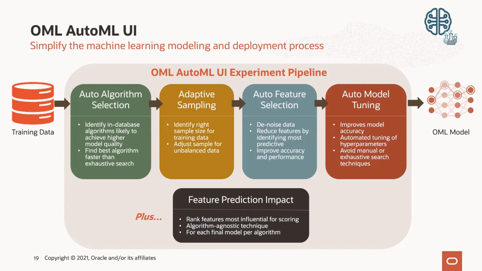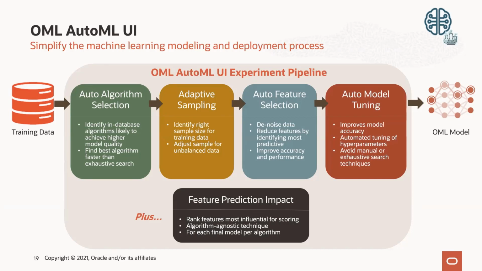And we rank them. Then the next step is to pick the best ranked algorithms, and run them through adaptive sampling to identify whether we need to sample and whether we need to balance the unbalanced data, and check those things. Next step is automated feature selection. So we're going to denoise the data. We're going to reduce the features by identifying really the most predictive ones. And that's usually going to improve the accuracy.